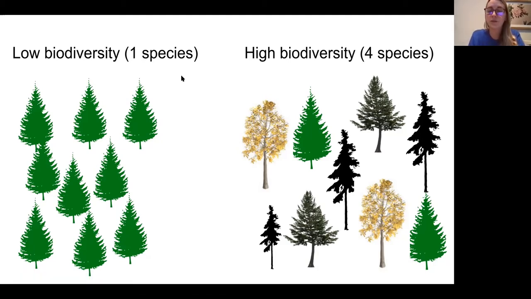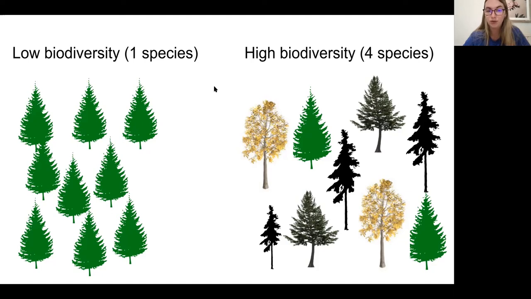On the left side of my screen, I have a model of a low biodiversity forest. There is only one tree species here, and that is fir. And on the right side of my screen, I have a model of a high biodiversity forest that has all 4 different tree species. So we've got aspen, fir, cedar, and pine.